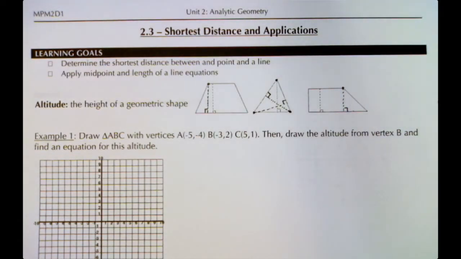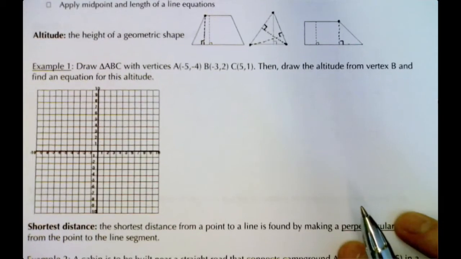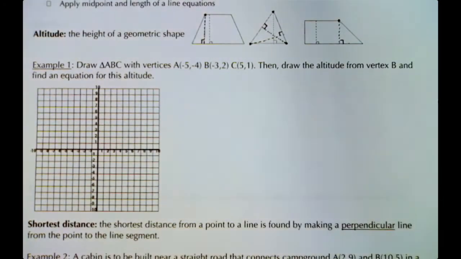To illustrate this, we're going to do an example of finding the equation of an altitude, and then we're going to use that idea to find the shortest distance. So let's look at our first example. Draw a triangle ABC with the vertices A, B, and C. Then draw the altitude from vertex B and find the equation.